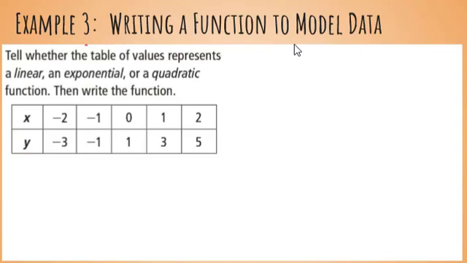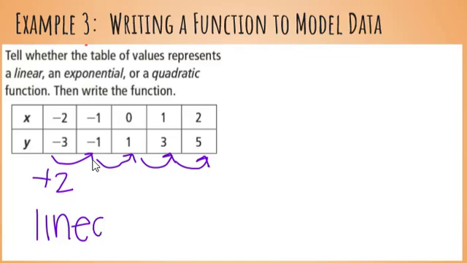For example 3, we're writing a function to model data. It wants us to tell if this represents a linear, exponential, or quadratic function, and then write the function. First we're going to look at how we're getting from each number to the next. -3 plus 2 gives me -1. -1 plus 2 is 1. 1 plus 2 is 3. 3 plus 2 is 5. So this is a linear function.